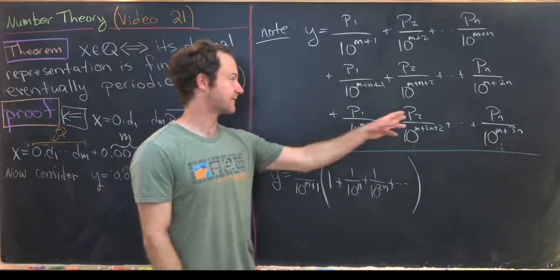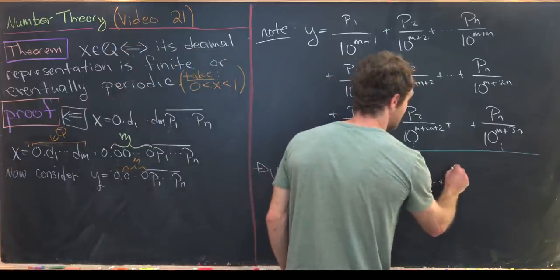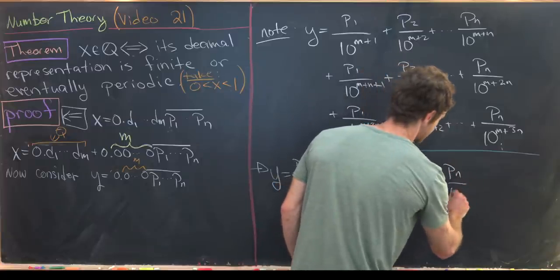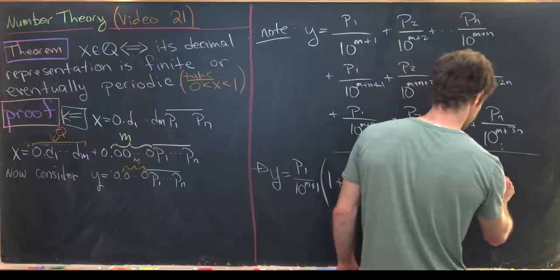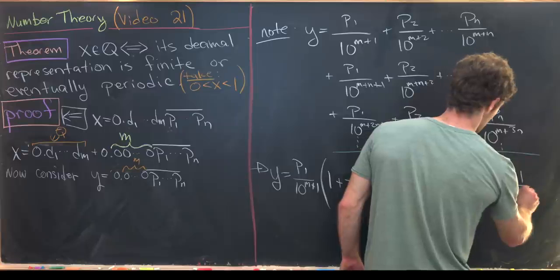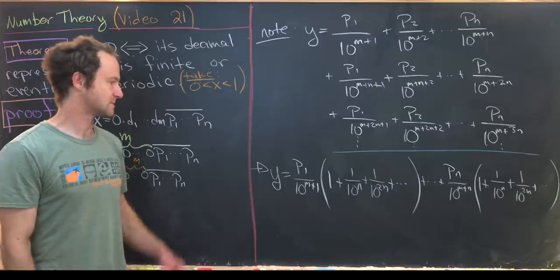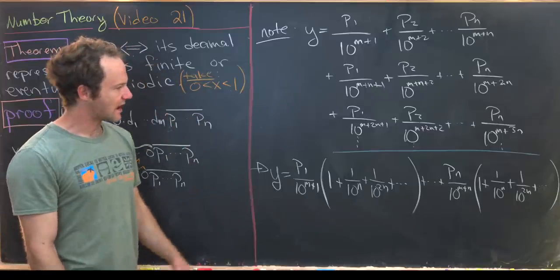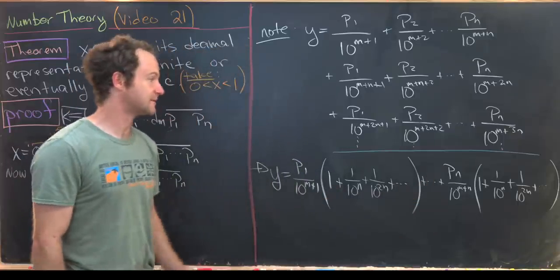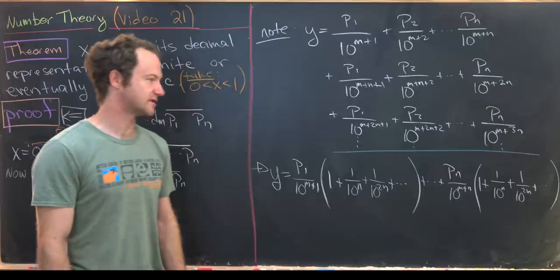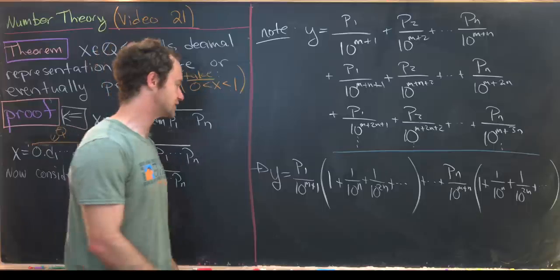Then I've got something similar for the next term and the next term and the next term. So I'll just put plus dot, dot, dot, and then my last one will be pn over 10 to the m plus n. And then I'll have 1 plus 1 over 10 to the n plus 1 over 10 to the 2n plus dot, dot, dot. Like that. Okay, nice. But now the important thing to notice is that each of these is a geometric series. And since each of these is a geometric series, we can use the standard formula for the sum of a geometric series to find a closed form.